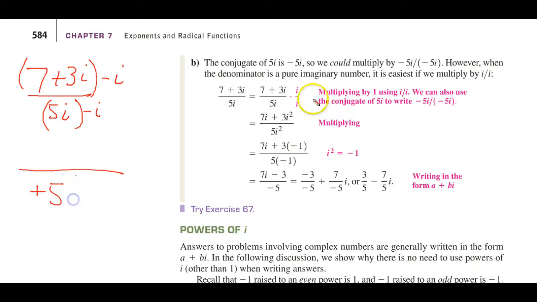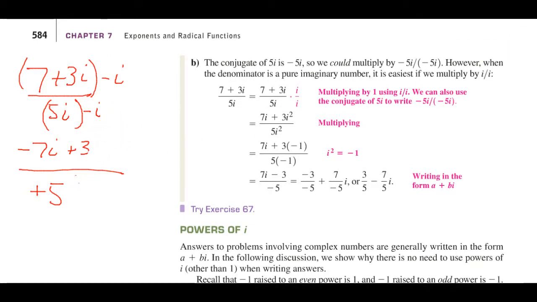And I did this already, but I'm doing it again. And then doing our top, that gives us a negative 7i. And this gives us a negative 3i squared. But i squared is a negative 1, so this is going to become a positive. And I will erase that there.